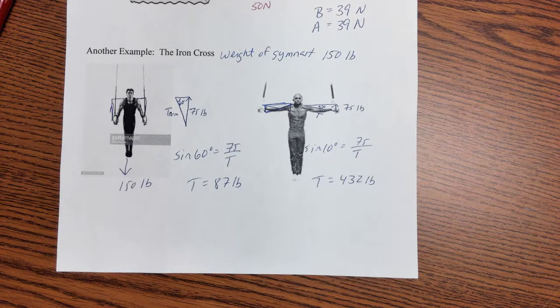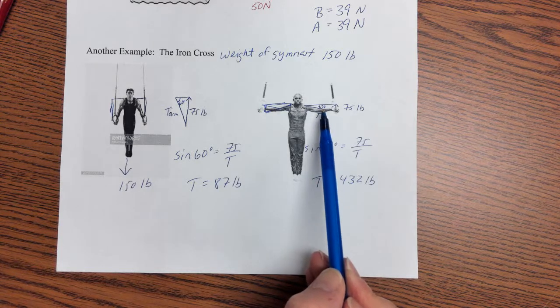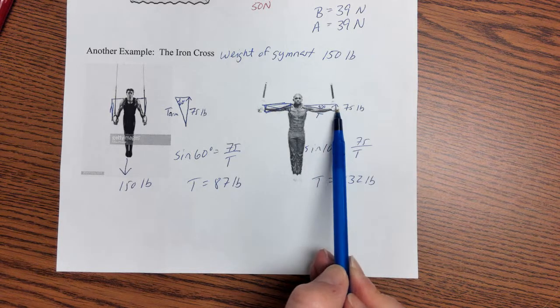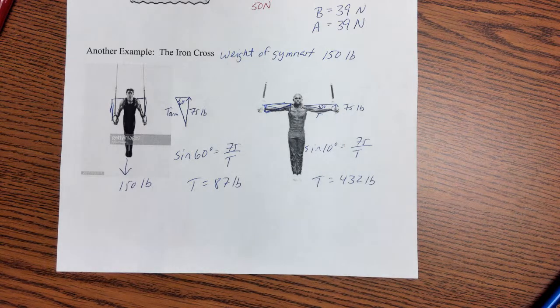It's about understanding how it works. It's all about these angles. And it is holding up your weight vertically. It becomes more and more difficult to vertically hold up your weight the closer and closer your arms are to horizontal.